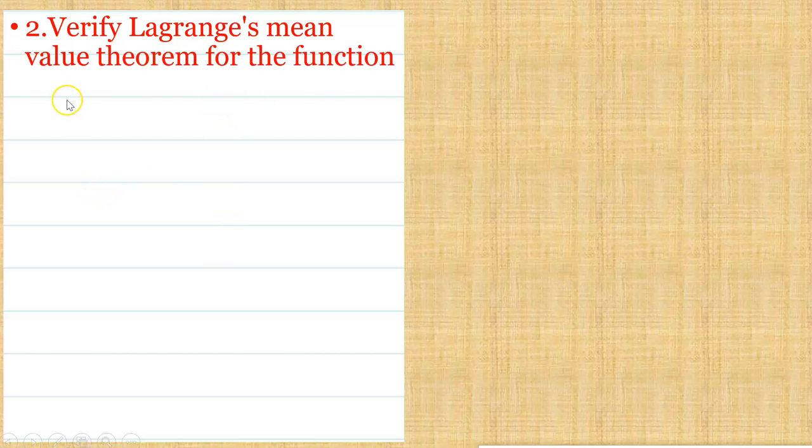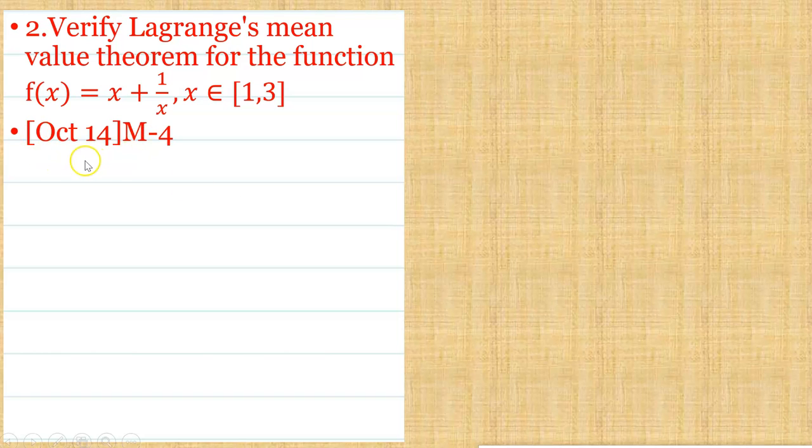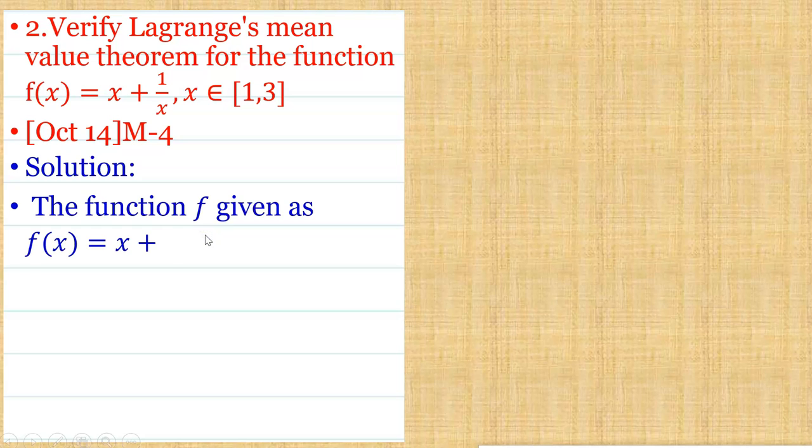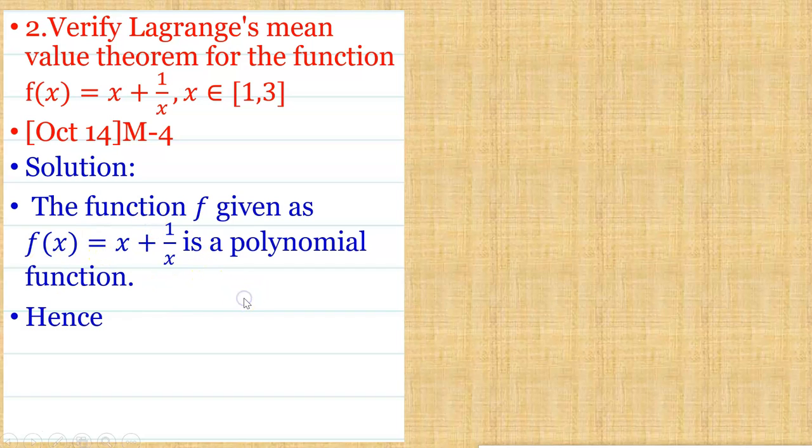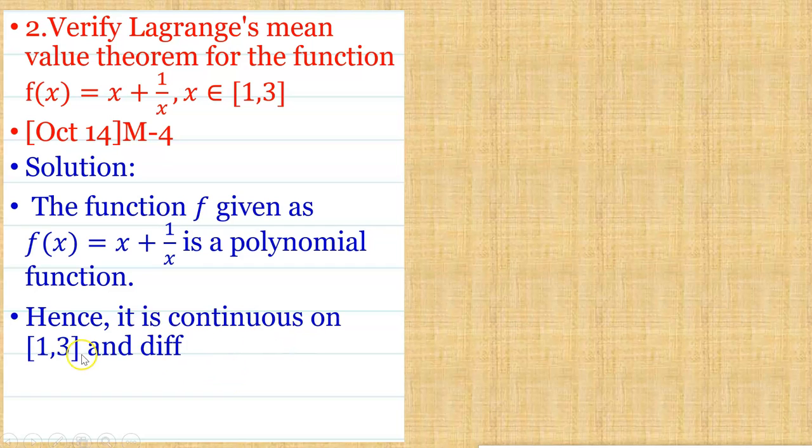Okay, now next question number 2. Verify the Lagrange mean value theorem for the function f of x is equals to x plus 1 upon x, where x belongs to closed interval [1, 3]. This example asked in October 14 for the marks 4. Solution. The function f given as f of x is equals to x plus 1 upon x, and it is a continuous on closed interval [1, 3] and differentiable on open interval (1, 3).